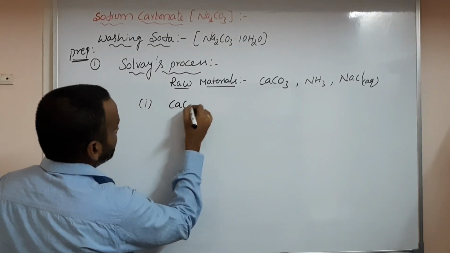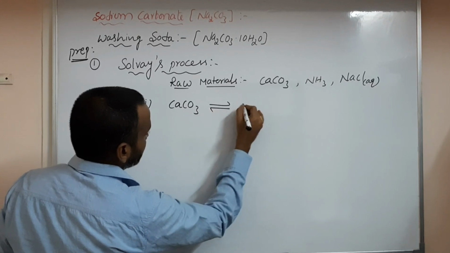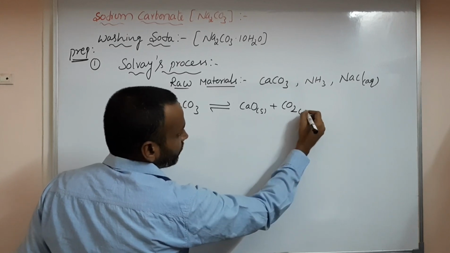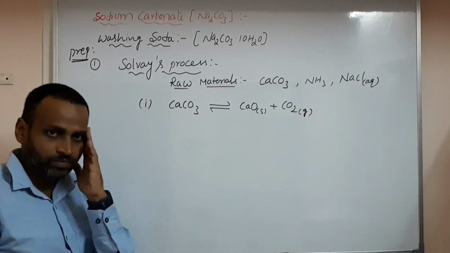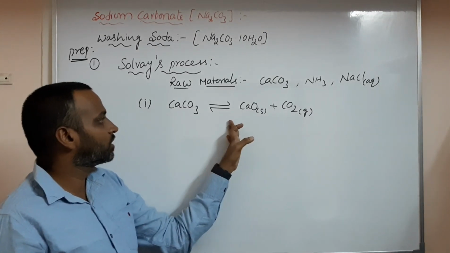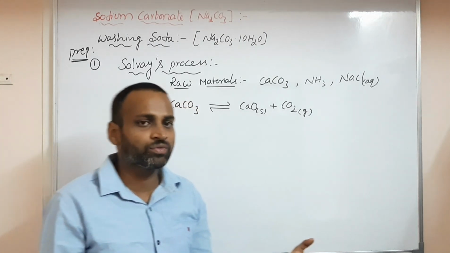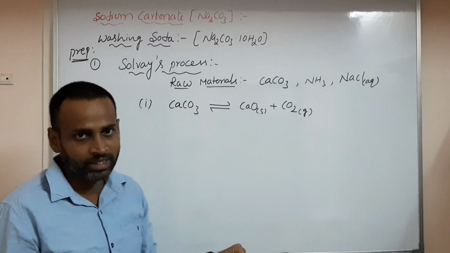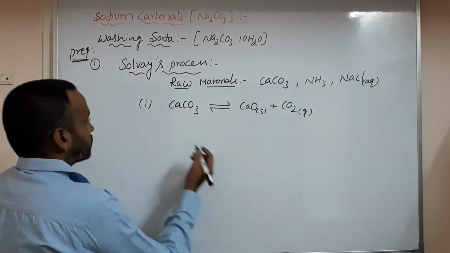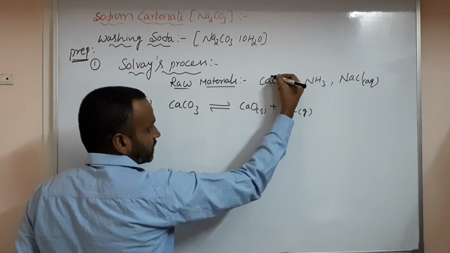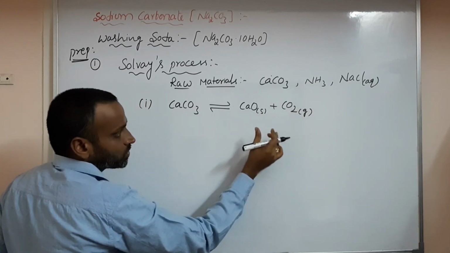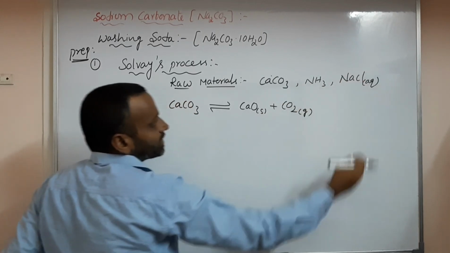So what will be the first step in this Solvay process? CaCO3 first dissociates as CaO solid and CO2. This reaction is known to you; in equilibrium we learned it many times. So CaCO3 in equilibrium gives CaO plus CO2, because CO2 gas is required for us to have sodium carbonate. That's why we are taking calcium carbonate, to generate CO2. Now the formed CO2 will react with ammonia, and the next formed product will combine with NaCl.